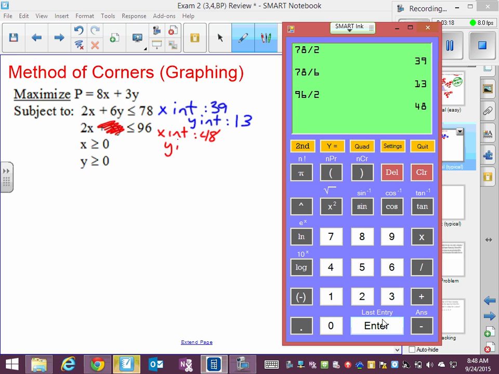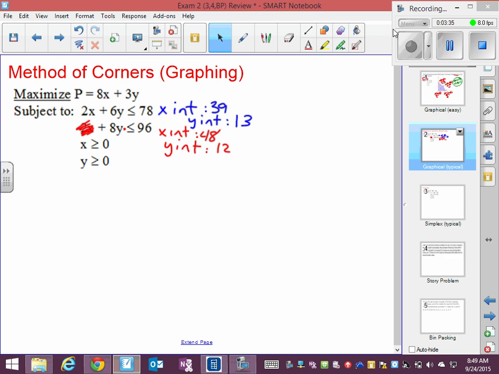And then the y-intercept is going to be 8 times what is 96? And that's going to be 12. And so I've got 2 points in blue and 2 points in red. I should be able to graph my 2 inequalities.